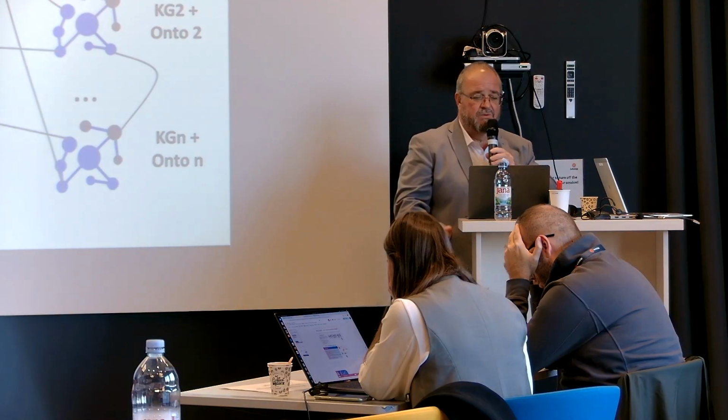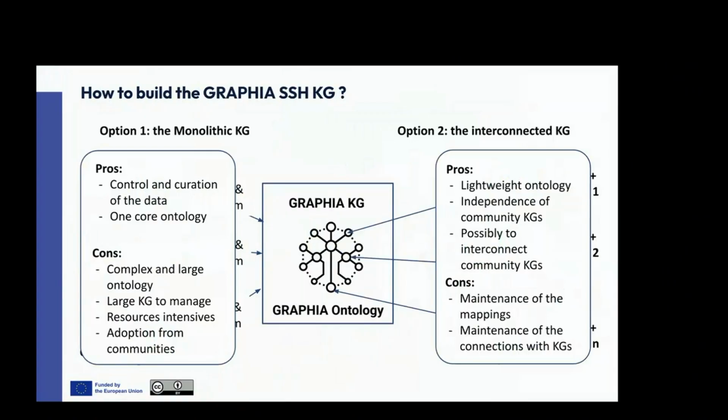So that comes with pros and cons. If you do the monolithic knowledge graph, well, you get control and curation of the data, right? You harvest the data, you can transform it, denormalize it, disambiguate it. You can do a lot of things that you cannot do when it's in a database you don't control. And then you will have one core ontology for everyone. Like I was saying, an ontology for the rest of the world. Great.